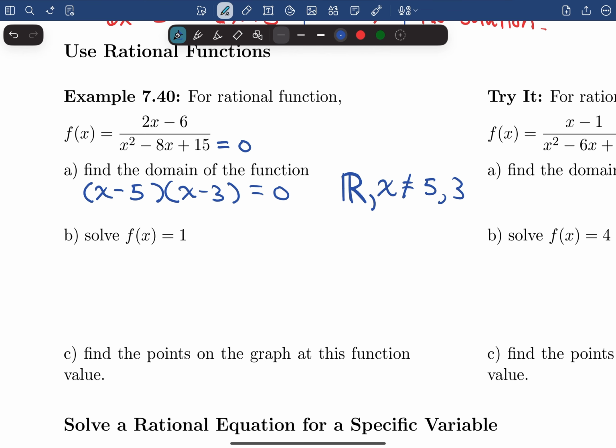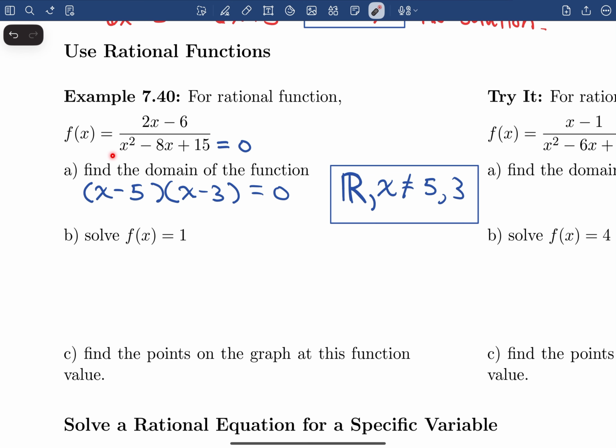Well, except x is not allowed to equal 5 or 3. Those are the only two exceptions. And this is the domain of all the x values of this function. Great. So that is how you find the domain of a function. And rational functions, right? They have domain restrictions. They have things that x is not allowed to be because they cause the denominator to equal 0.